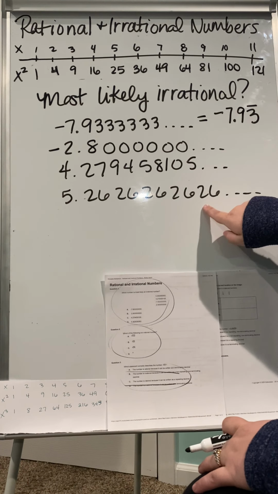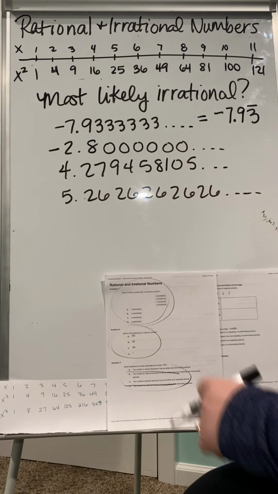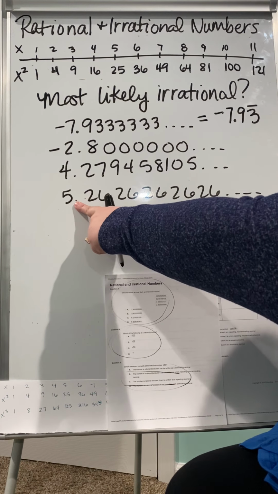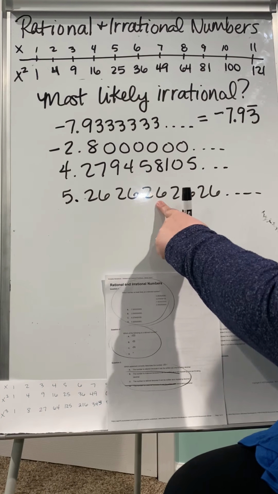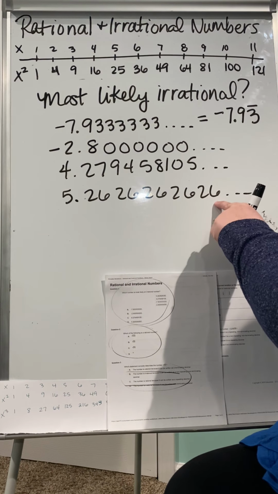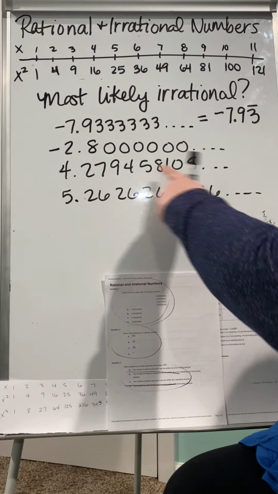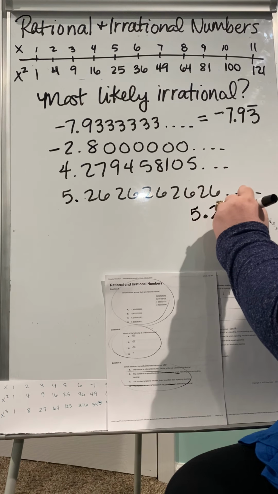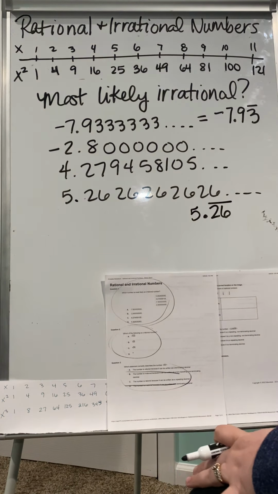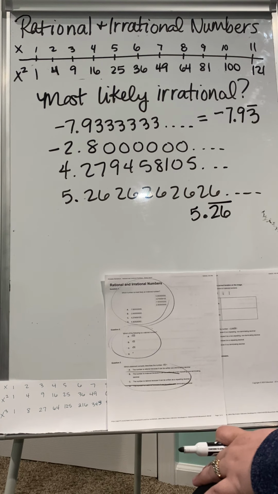All right. If we look down here at the bottom, 5.2626262626. That is a repeating decimal. I could write it 5.26 with the repeating sign above the 2 and the 6 because they repeat. All right, that is a repeating decimal, which means I can write it as a fraction.